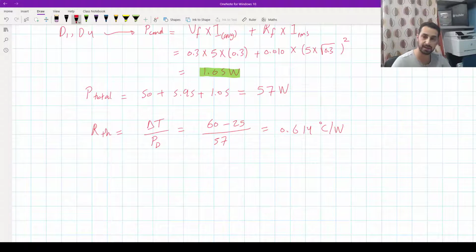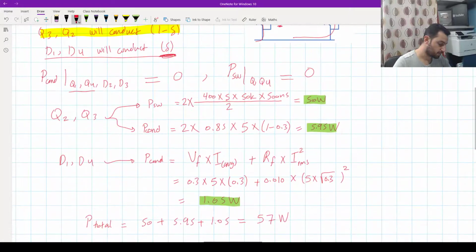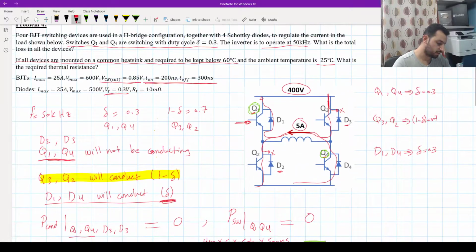Okay, so we can select a heat sink with thermal resistance 0.6 or 0.4 or lower than. If we couldn't achieve that, we can use a heat sink with fan or with a water cooling system. Okay, so this is for this question, and I think we finished that.